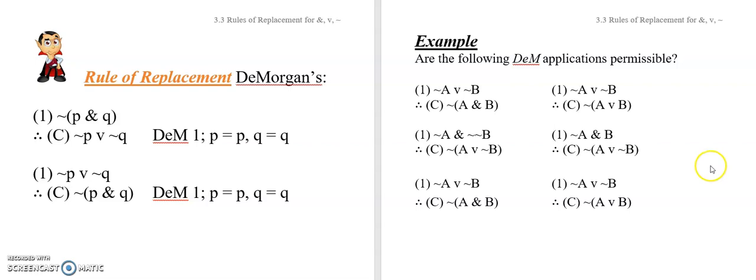All right, let's go ahead and go through these. Hopefully you've had a chance to get them, but this is absolutely permissible. This is a standard use of DeMorgan's, and it's one you should start to recognize readily.